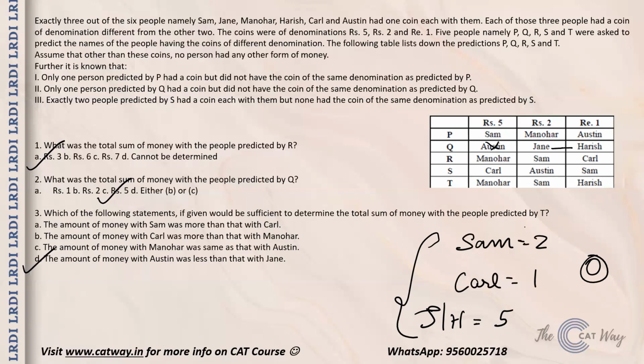The statement says the amount of money with Austin was less than that with Jane. Austin has 0. If Jane had 0 rupees, they would be equal. So Jane has 5 rupees and Harish has 0 rupees. Now you know Manohar has 0, Sam has 2 and Harish has 0. So this fourth statement helped us find out the entire set. So this was the entire set, guys, and I hope you have understood the set well. Thanks for watching the video.